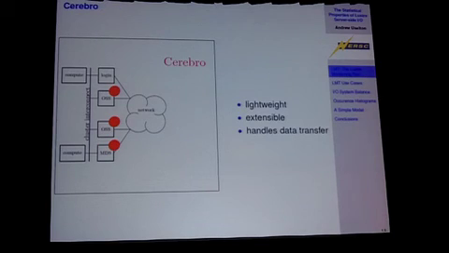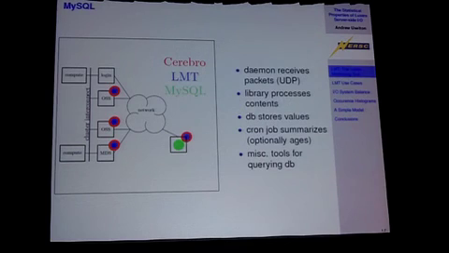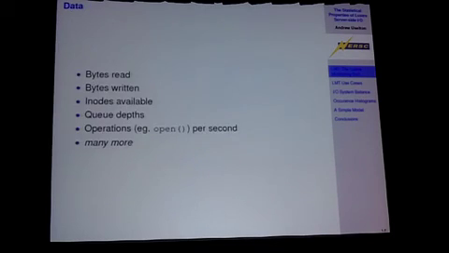You run a daemon called Cerebro that is a very lightweight data transport daemon. LMT is actually plug-in libraries that run in Cerebro, and they're harvesting proc values, and then those proc values get sent over the external network to some external database server and get stuffed into a database.